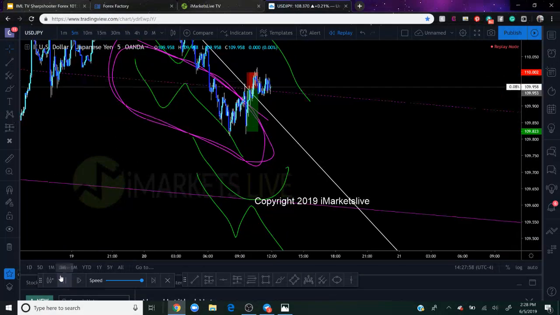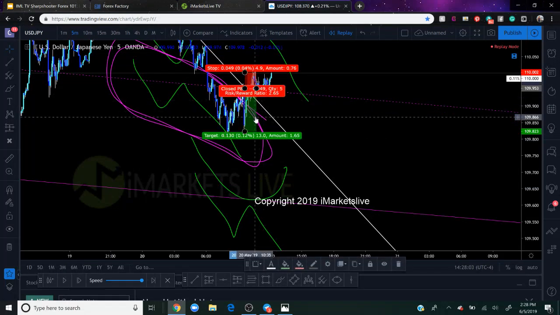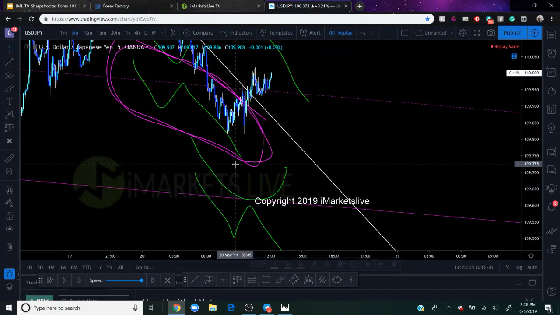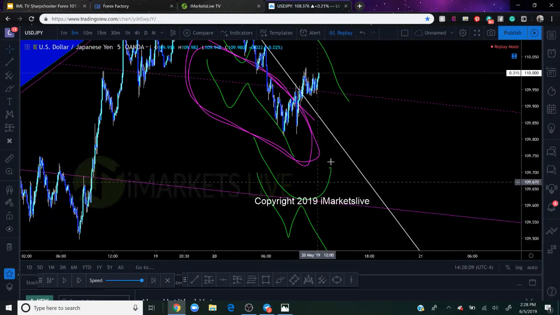What happens? Sam, do I buy here? No. Why not? Why don't we buy? Because it has not hit the median. All right, guys, right there. We do not buy because it has not hit the median yet.